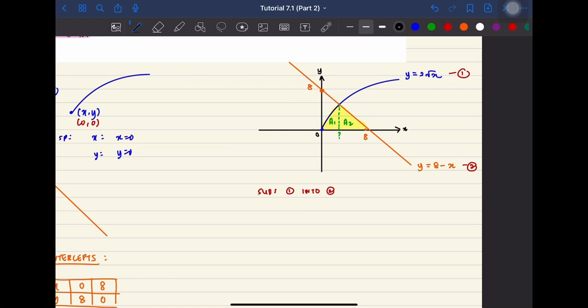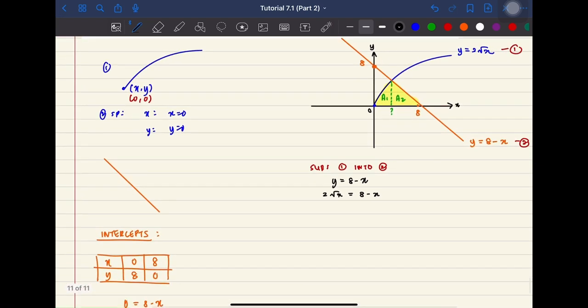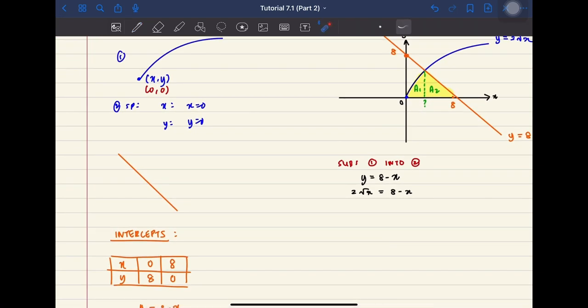Okay, so we have y sama dengan 8 tolak x. So kita akan gantikan y tu dengan 2 root x. Okay, so macam mana nak solve ni? Kita ada root dekat situ. So nak solvekan root equation, kita akan square both side. So bila kita square both side, square ni belongs to both. So 2 kuasa 2, 4. Root x kuasa 2 is x. So belah kiri tu jadi 4x.